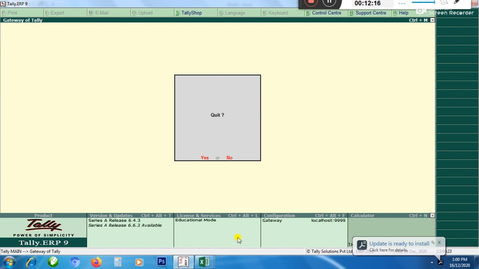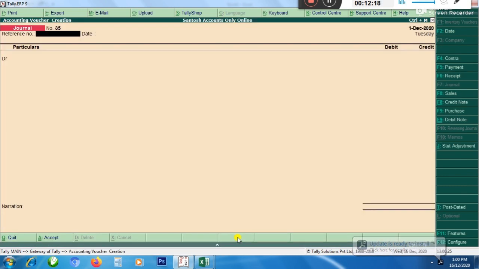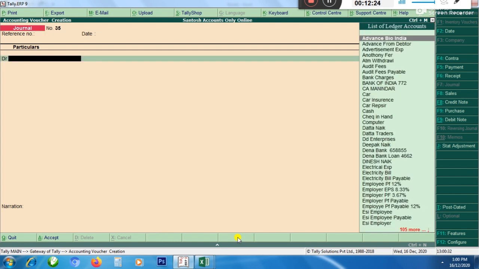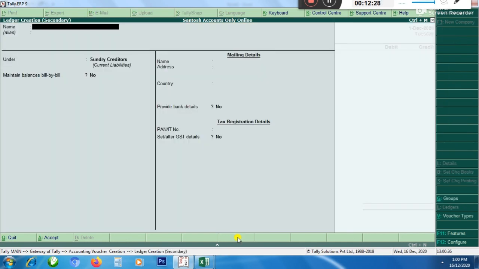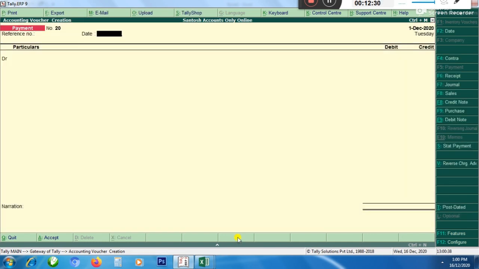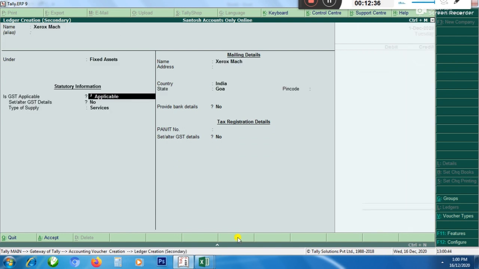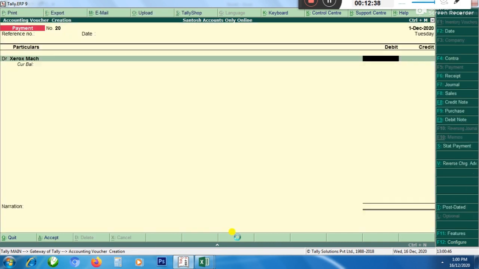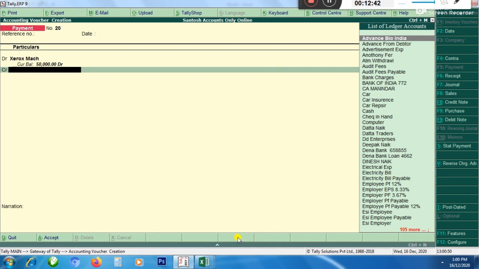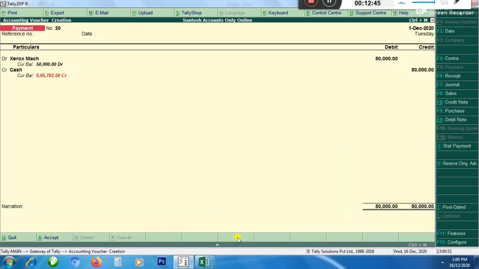Now suppose any asset. For example, suppose I purchase, I'll just pass one more entry. Suppose I bought one more asset, say a Xerox machine, and directly pass the payment for that. Under fixed assets, say about 50,000, and I paid by cash.